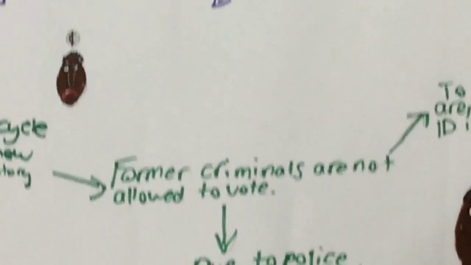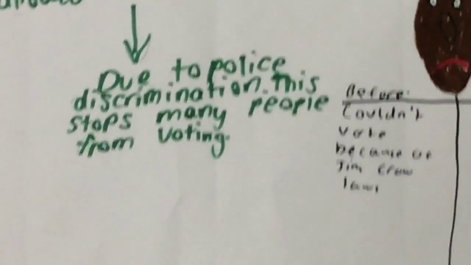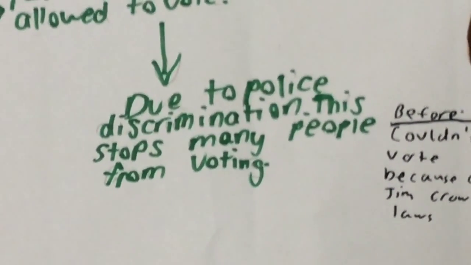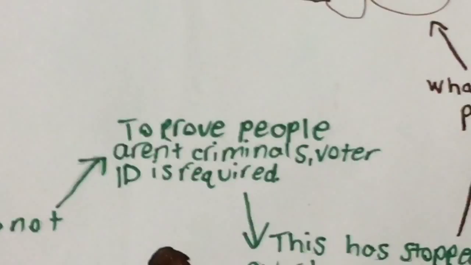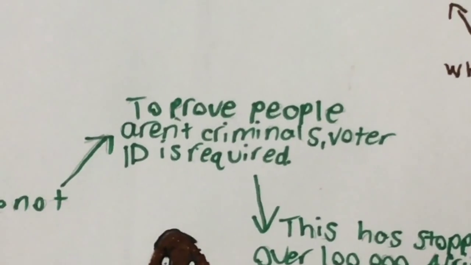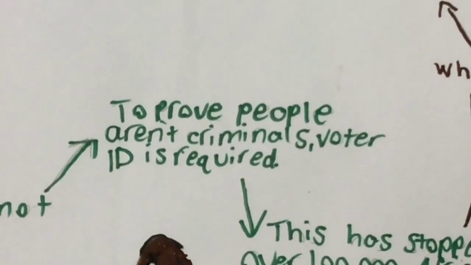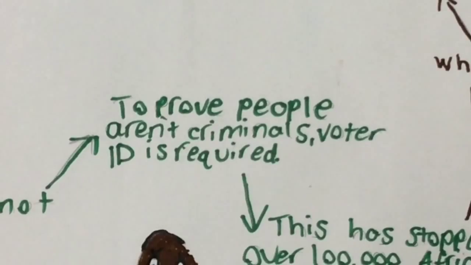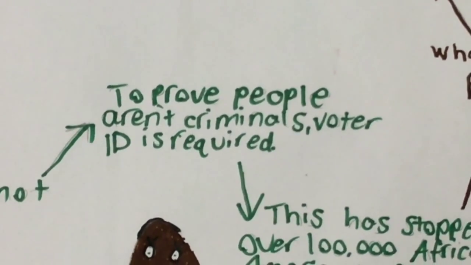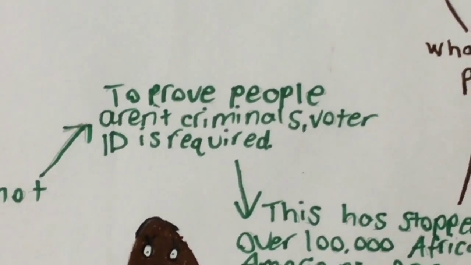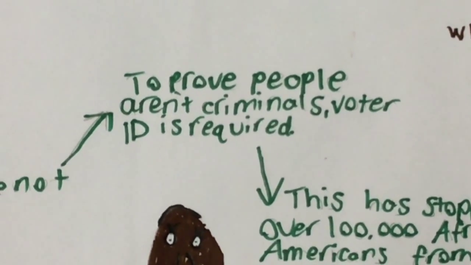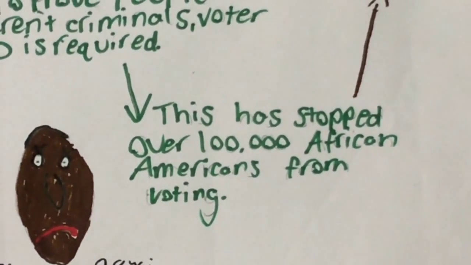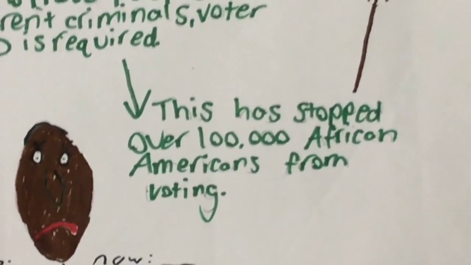The issue, though, is that due to police discrimination, this leads to many African Americans not being able to vote because they've committed a small crime and been caught for it. Furthermore, another law is created: to prove people aren't criminals, voter ID is required. Now, this again seems like a logical idea on the surface. It is something that has been widely endorsed across the nation. The issue is that over 100,000 African Americans have been kept from voting because of these laws.